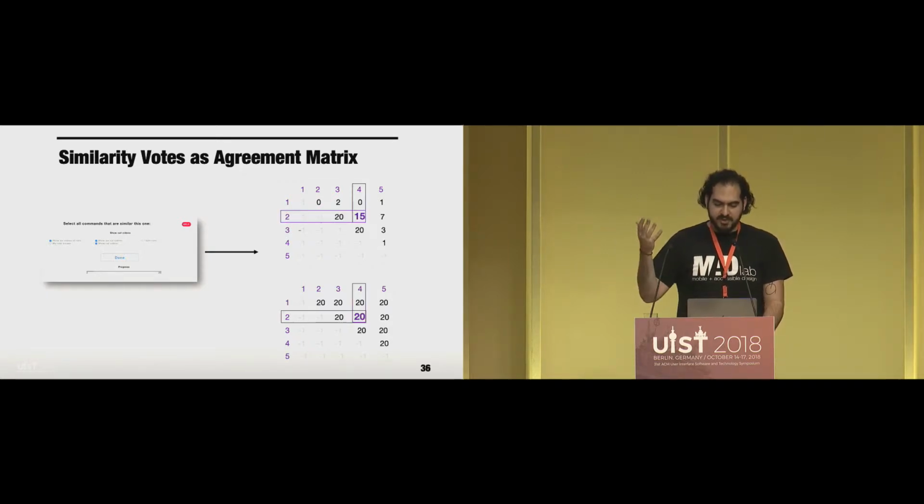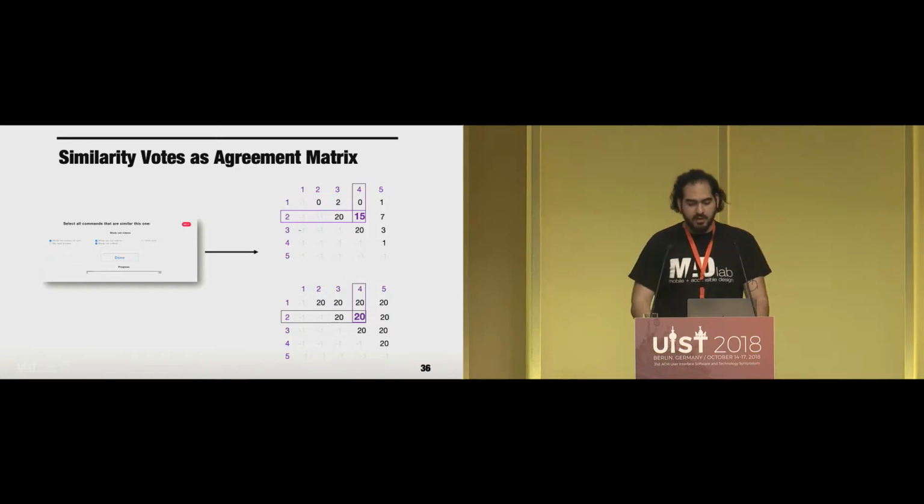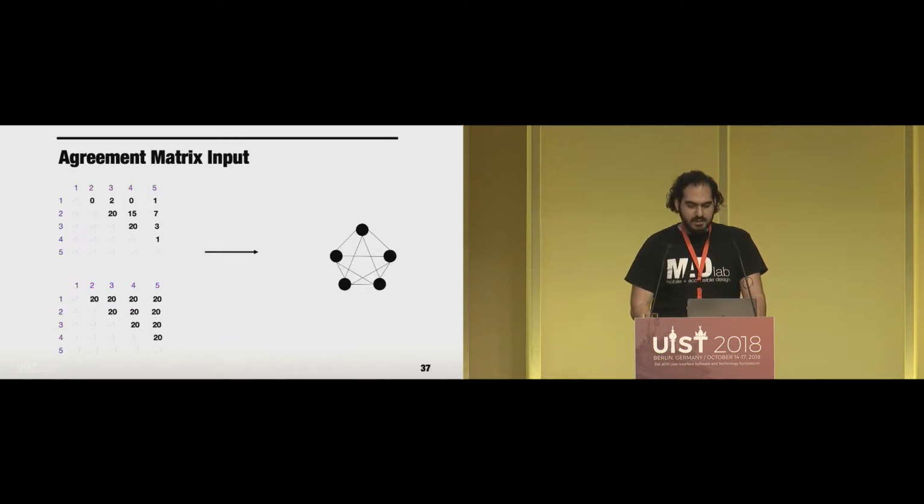To explain it further, for example, if we take symbols 2 and 4, we see that from the bottom, there were 20 people who voted, and on the top, 15 of those 20 people thought that symbols 2 and 4 were actually similar. And so then we take these pairwise similarity votes and turn them into a fully connected graph using an app that uses unsupervised clustering algorithms.